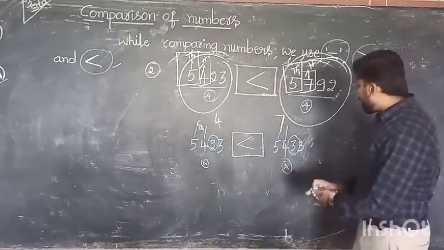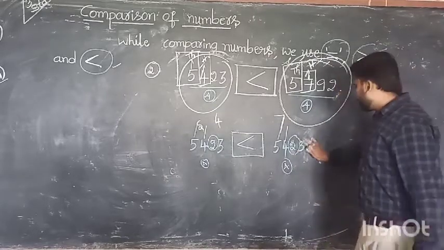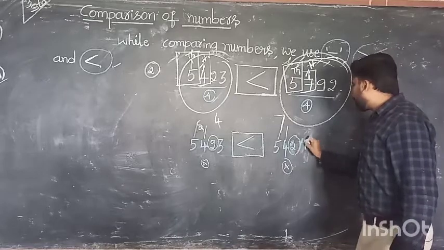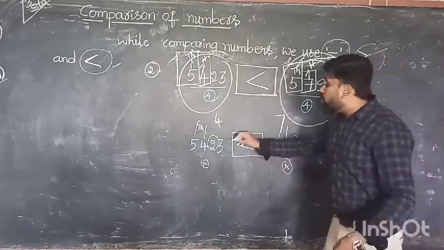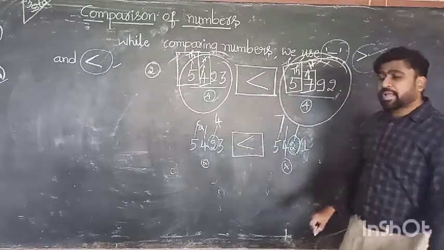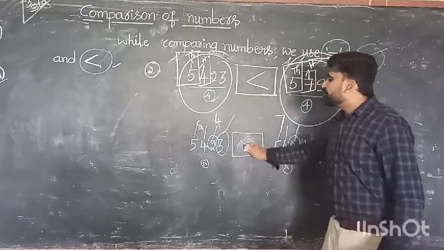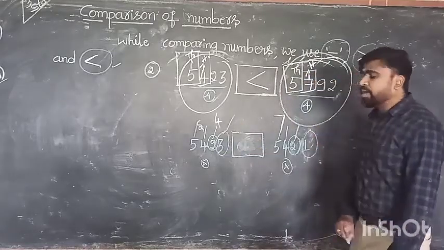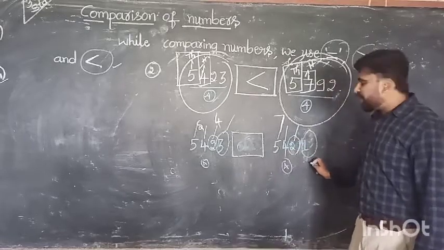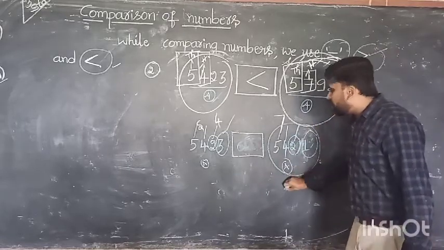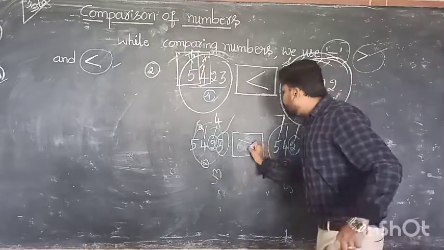Clear? Again, if the 10s place is also 2, the 10s place is also 2. That time you come to the ones place. The 10s place, again the 10s place, is the same. Here the ones place is 3. The ones place is 1. That means 3 is the big digit, 1 is the small digit. Therefore, this is the small number. Now this is the big number. Arrow mark towards it like this.